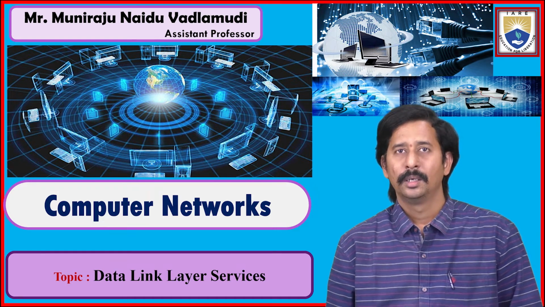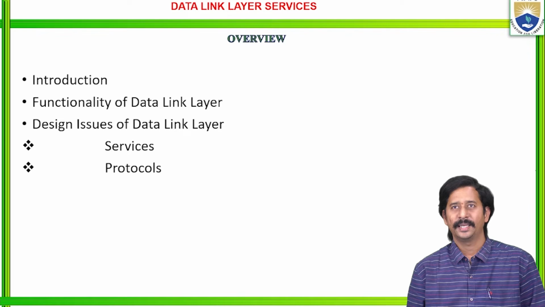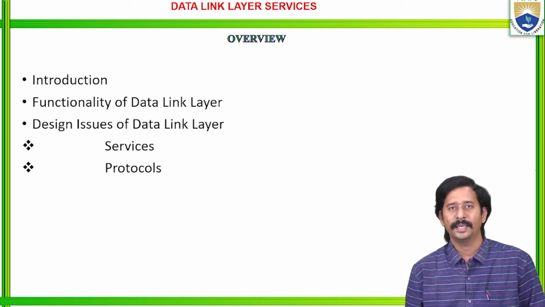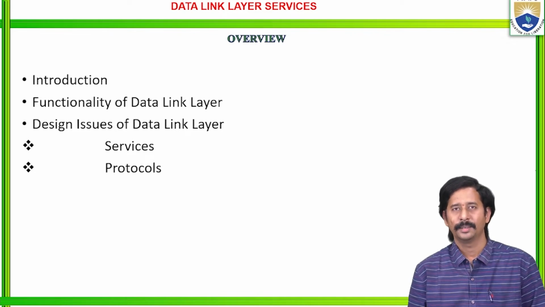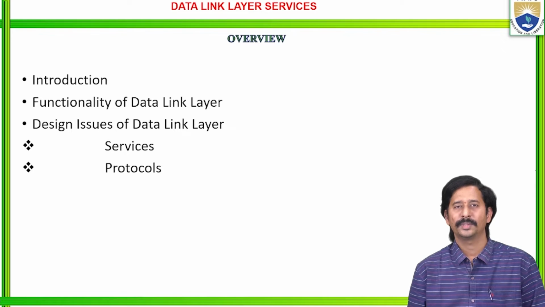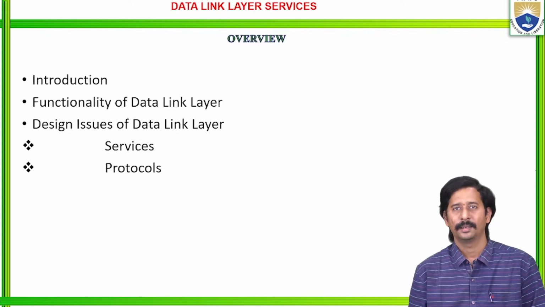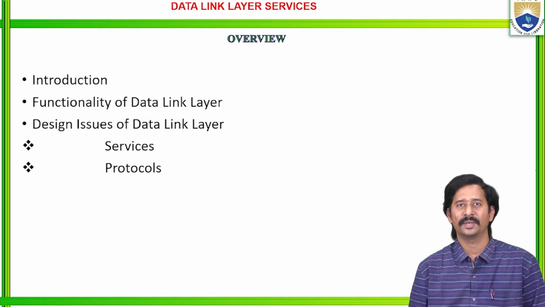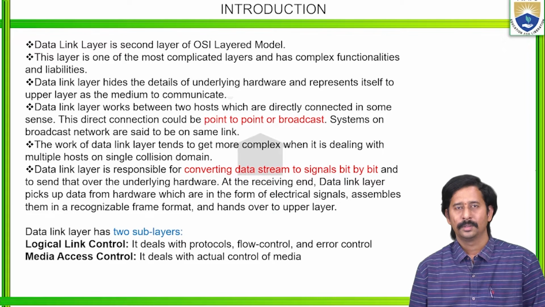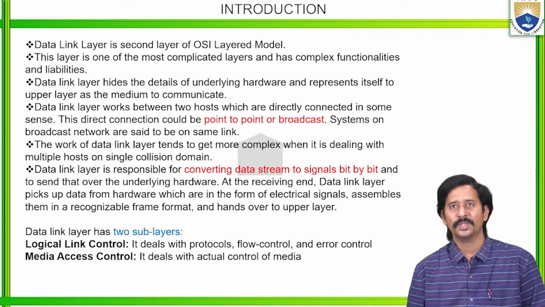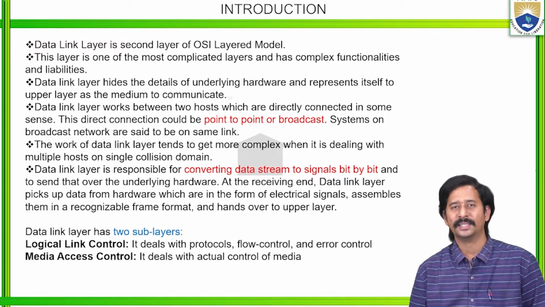See, this is the overview of data link layer. We know data link layer is the second layer from the bottom point of view on the OSI reference model. So we know the data link layer itself acts as an intermediate layer between the physical layer as well as the network layer. The data link layer is one of the most complicated layers, which has complex functionalities.